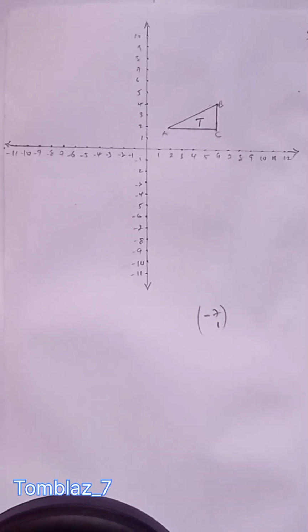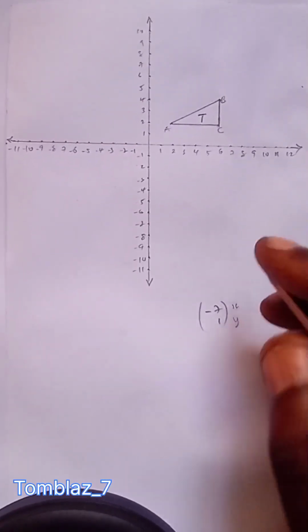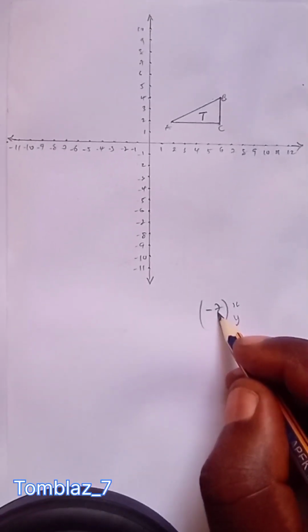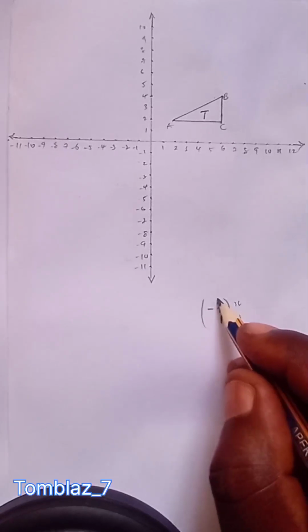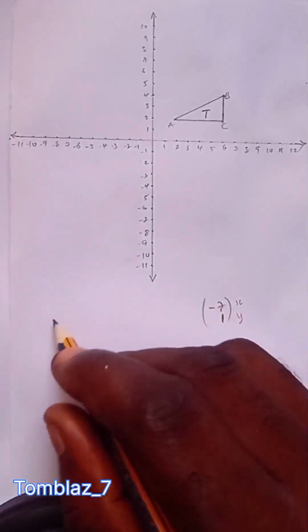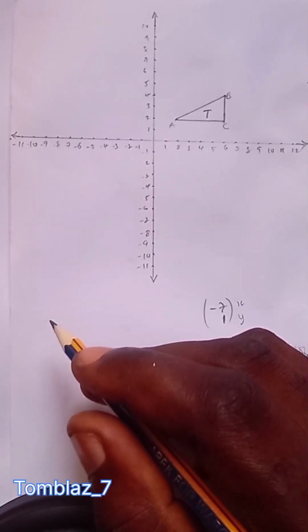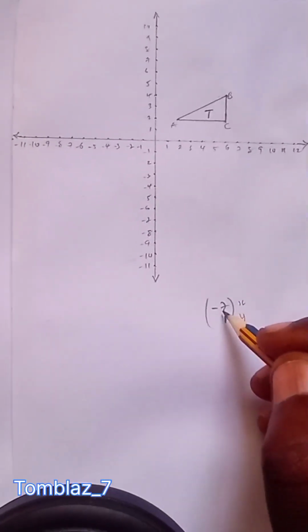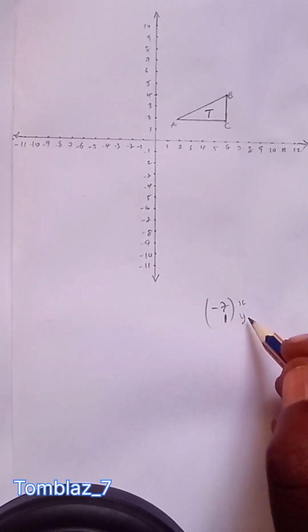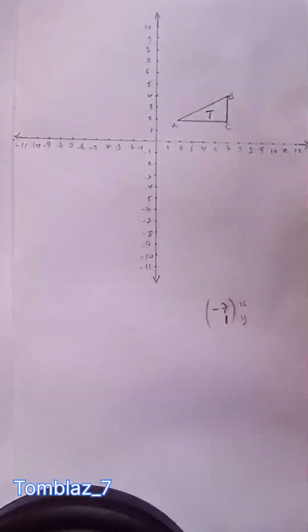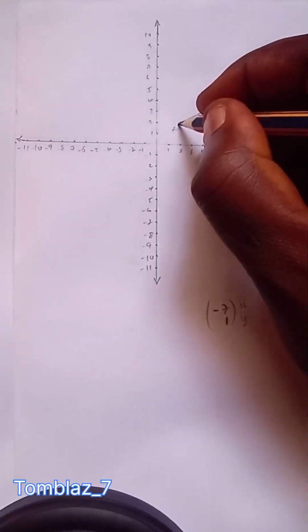In doing this, we have to observe that this is x and this is y. This is negative x, this is positive y. Since it's negative x, all the points will move towards the left, the negative axis, 7 times, and all the points will also move to the positive axis of y, which is up, 1 time.